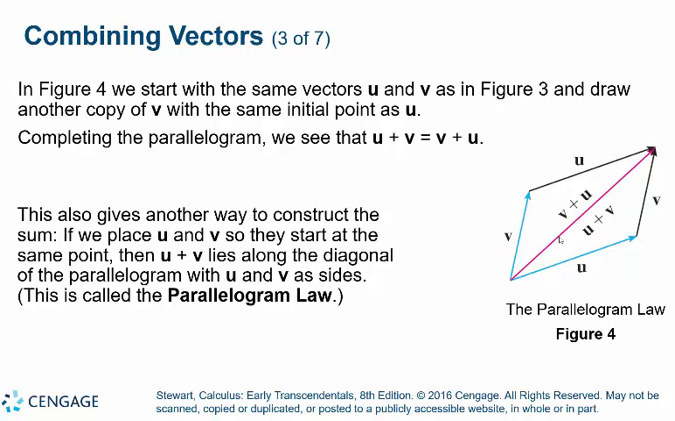So completing the parallelogram here, what we see is that this is the vector of summing them together. This vector that shoots in the middle, this new U plus V vector, is the sum of vectors where one's initial point is not the terminal point of another. So this gives us another way to construct the sum. If we place u and v so that they start at the same point, then u plus v lies along the diagonal of the parallelogram with u and v as its sides. So that's another way to visually represent the sum.